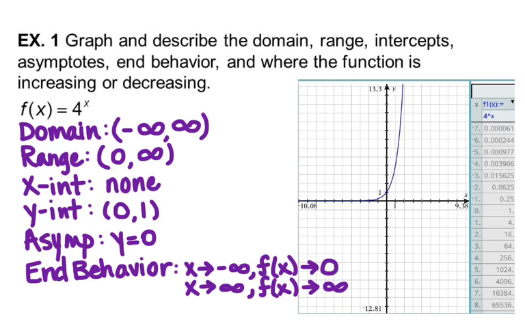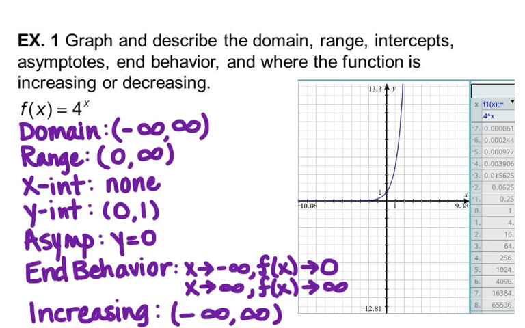And then last thing is to talk about when the function is increasing, decreasing, and or constant, and that's going from left to right. So from left to right, this function is always increasing. So from negative infinity to positive infinity, this function is increasing.